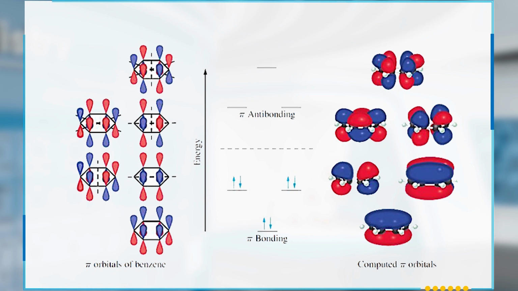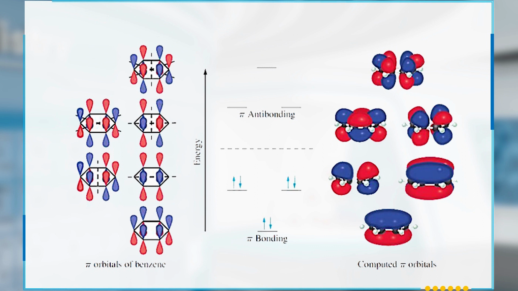6 2p atomic orbitals of the carbon atoms combine to form 6 molecular orbitals of the pi type. 3 of these pi molecular orbitals are bonding, and 3 are antibonding. What do these pi molecular orbitals look like? Recall that as the energy of the orbitals increases, the number of nodes increases as well. So we expect that the lowest pi molecular orbital will not possess a node.